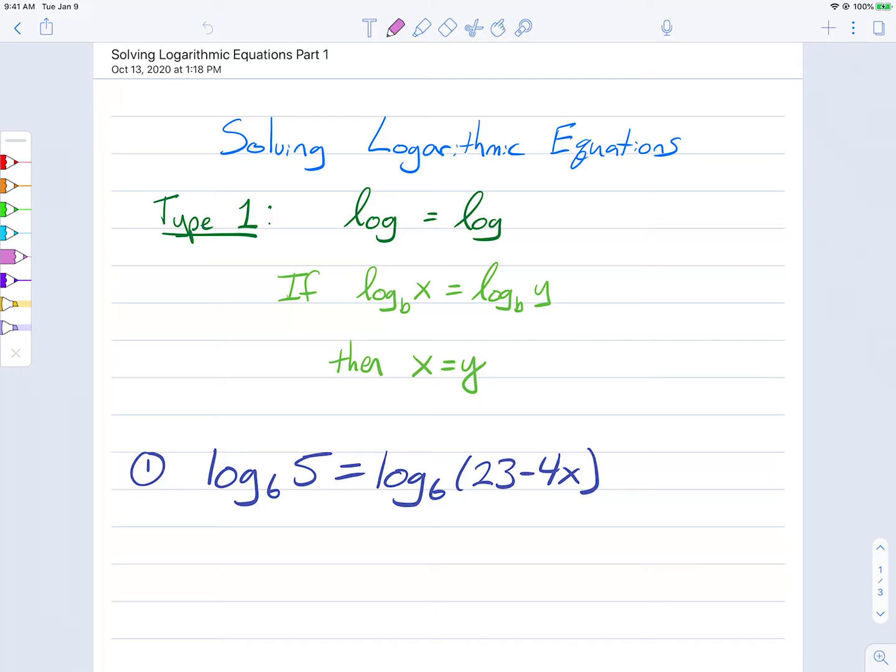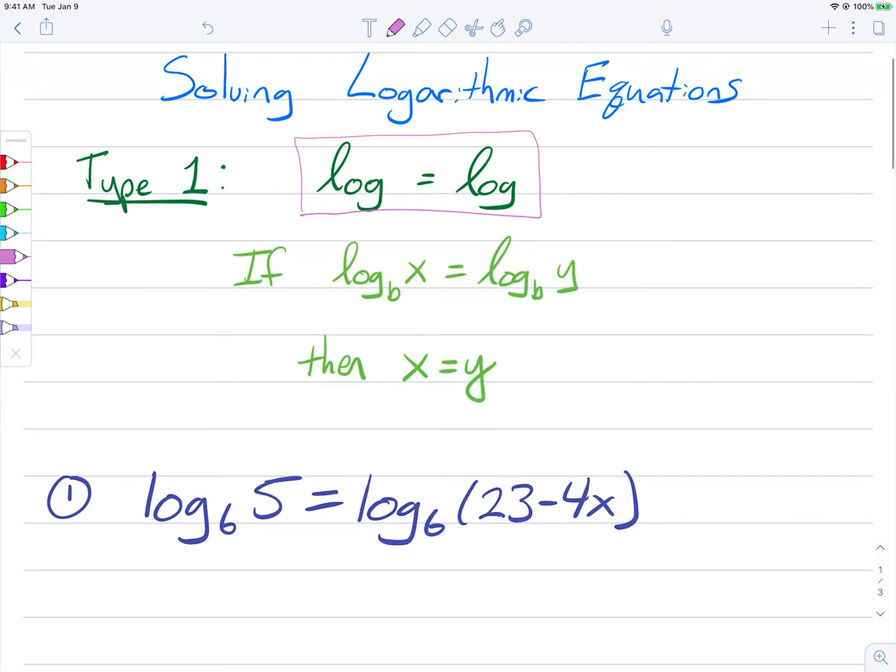Solving logarithmic equations. So here's our first type, and our first type is going to look like a log equals a log. So for instance, if we had the log base b of x equals the log base b of y, you'll notice that the log and their bases match, which means that what you're taking the log of must match. Therefore, all we have to do is solve the equation that x equals y. So since the logs match, what you're taking the log of must also match. So let's see how that works.